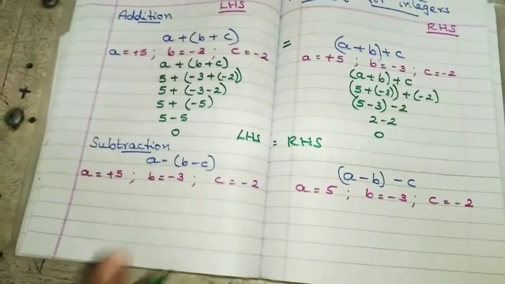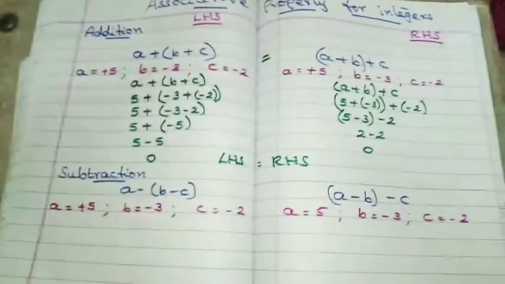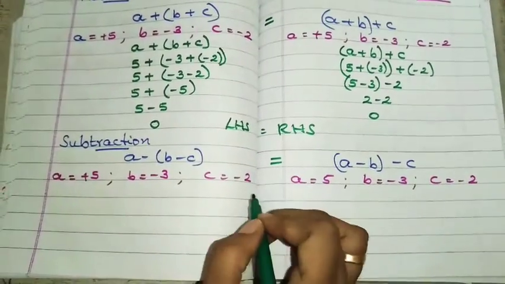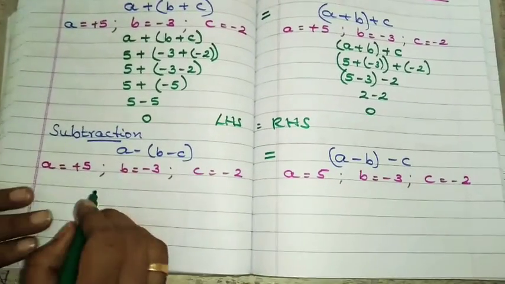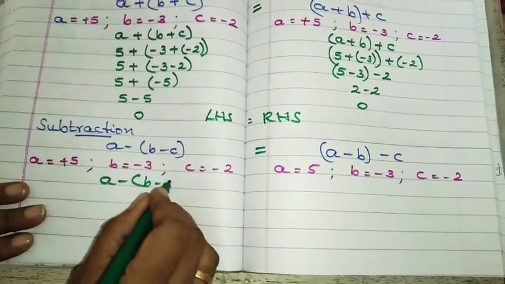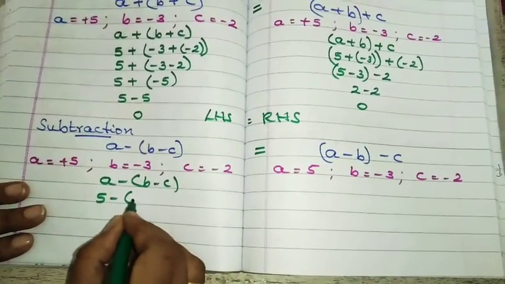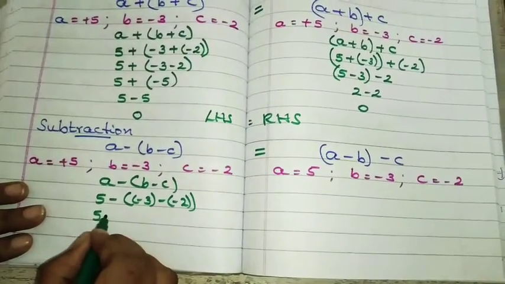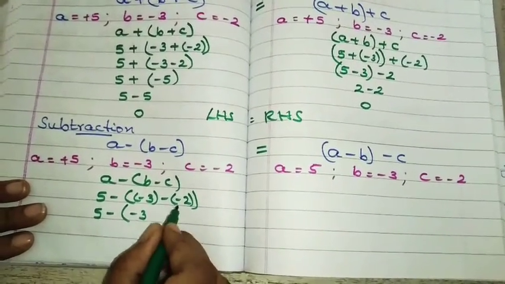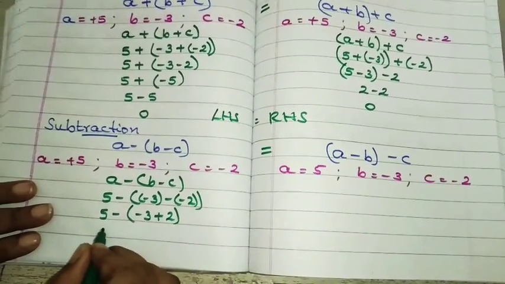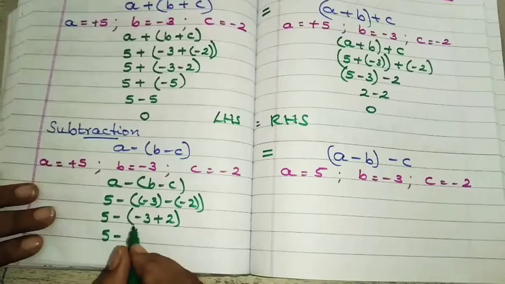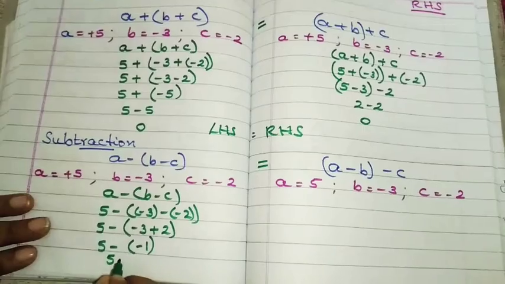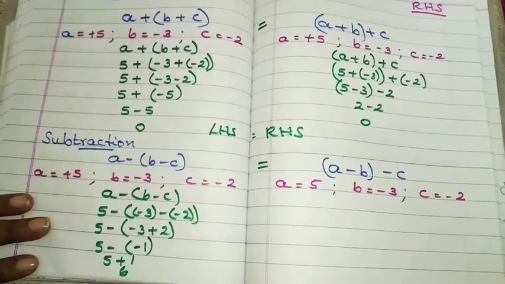Now moving on to subtraction. Here same thing as addition, I am just changing the sign to be minus. So A minus B minus C, we will see whether it is equal or not. A value is 5 minus minus 3 minus of minus 2. So 5 minus minus 3, minus into minus plus, 2. So 5 minus, different signs, subtract and put the greater number's sign. So minus 1. So 5 minus into minus plus. So value is 6 in LHS.